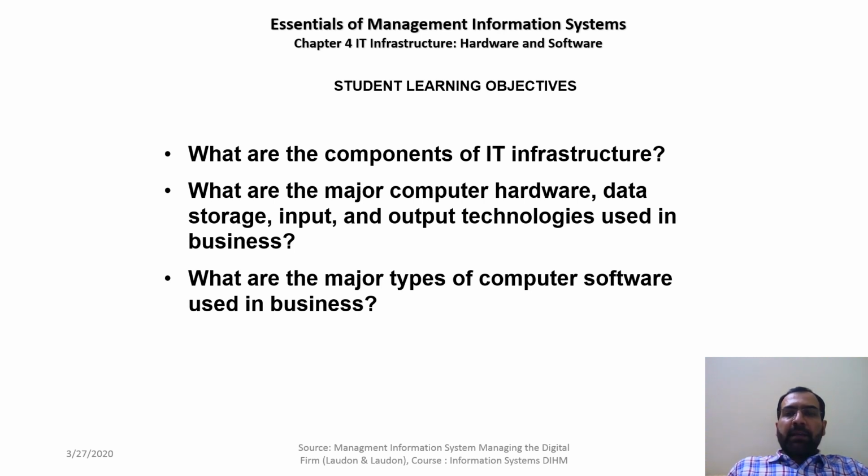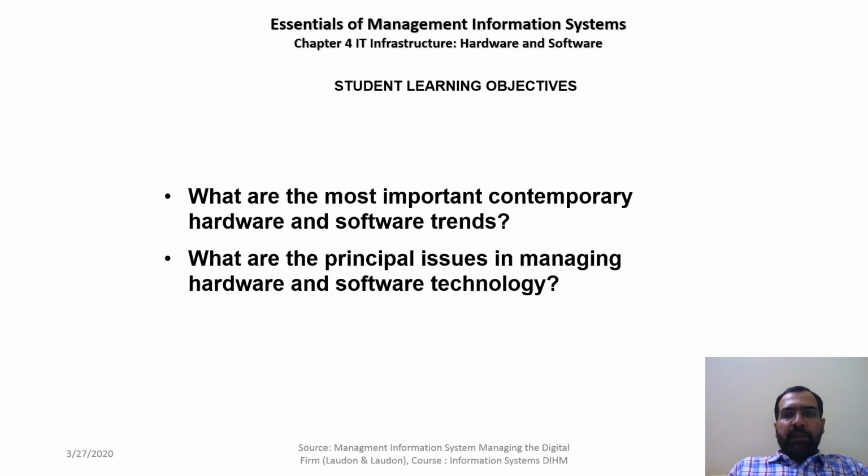What are the major types of computer software used in business? So business has some specific requirements. So we will see what those requirements are, and according to those requirements, what types of software are available. So there is off-the-shelf software which is available. Organizations also develop their own software, and they customize different types of applications or integrate different applications. So we will discuss this also in this chapter.